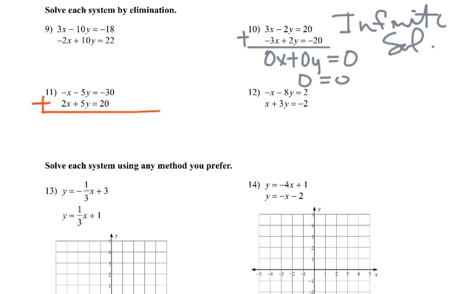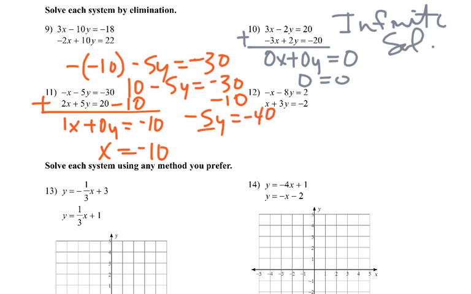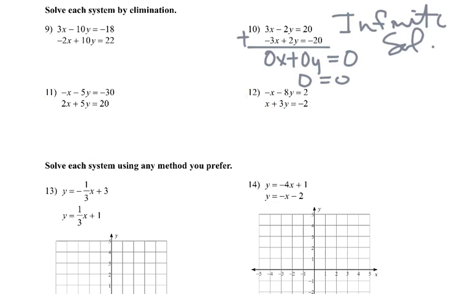Negative 5, positive 5, so we're going to add again. We get 1x plus 0y equals negative 10. So x equals negative 10. So negative 10 minus 5y equals negative 30. So positive 10. Subtract 10. Divide by negative 5. We get y equals positive 8. So solution at (negative 10, positive 8). That's where they intersect. All right.